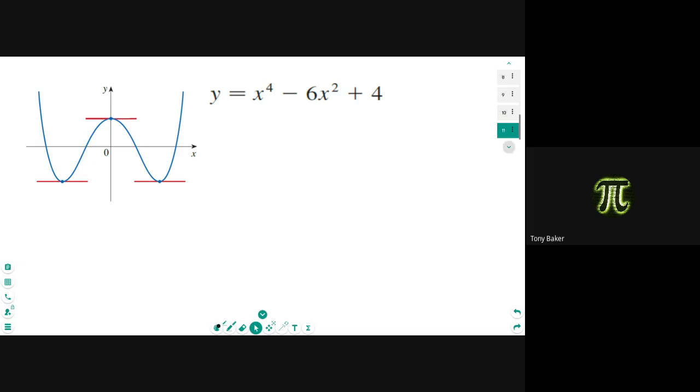So what's my derivative? And the 4 is gone, right? So let's think about this. What if that was plus 10? Would that change where these lines are?